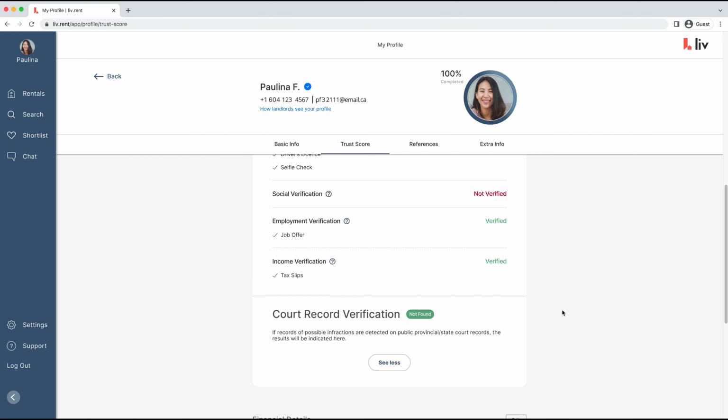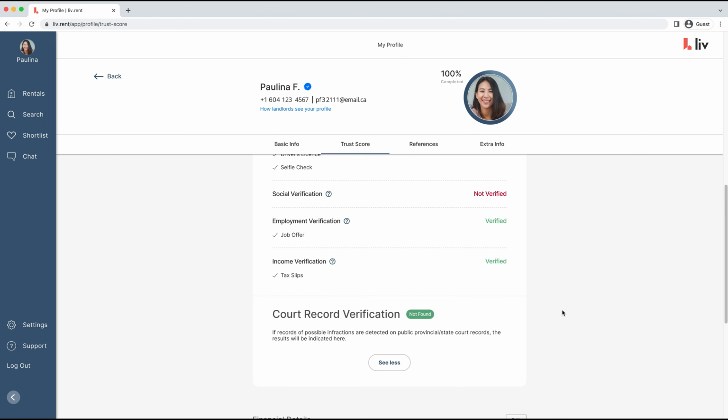1. Make sure you've uploaded any additional documents and attached your LinkedIn account to your liv.rent profile. Verifying your income, identity, and social media is an essential part of building trust with landlords. And more importantly, it's an easy way to score a few extra points in your Trust Score.